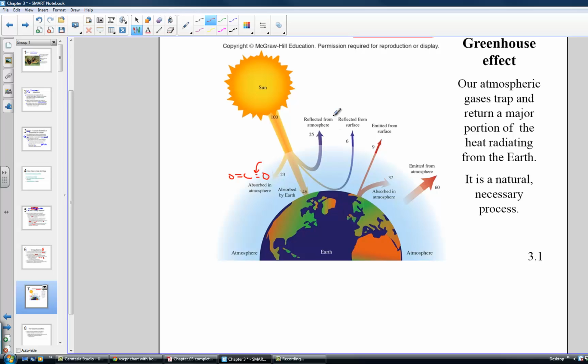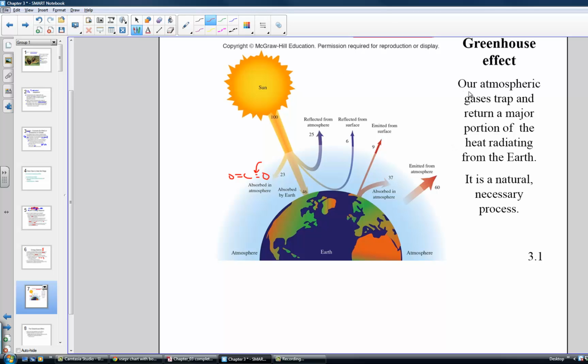But if it's reflecting, it hits molecules with an indirect pattern, not directly hitting the bond, but indirectly, and scoots right back up into the Earth's atmosphere. And we'll just take a look at 9% emitted from the surface, 37% absorbed into the atmosphere from the Earth's surface. This is it all returning, and then 60% emitted from the gases in the atmosphere. Once these bonds release the energy, it goes right back up out into the mesosphere.